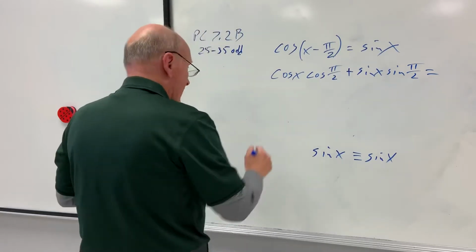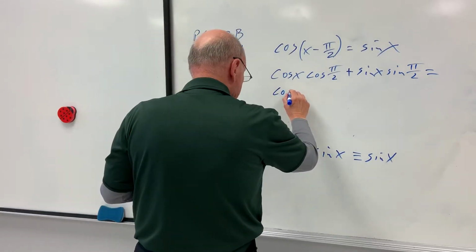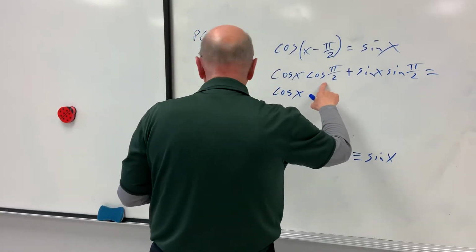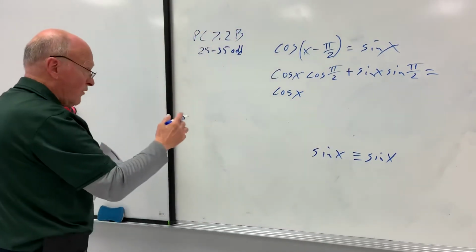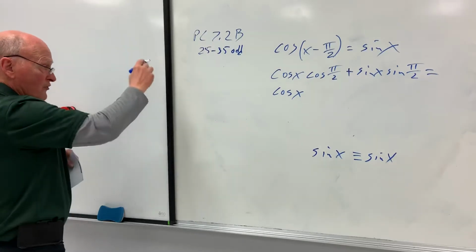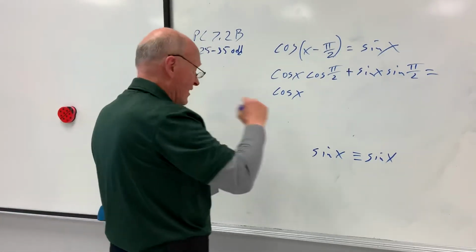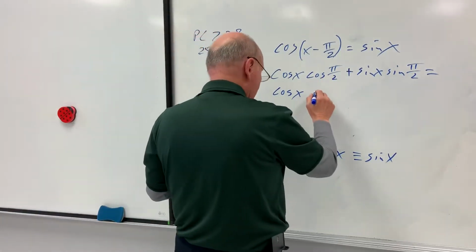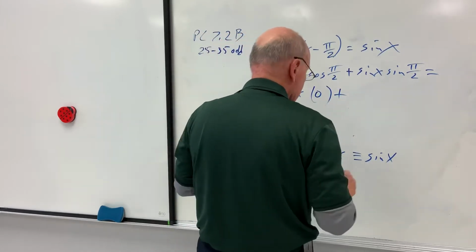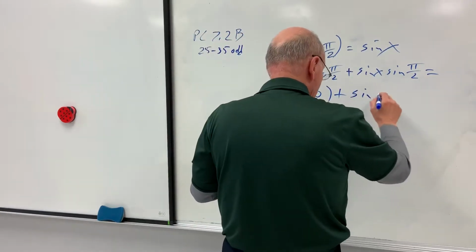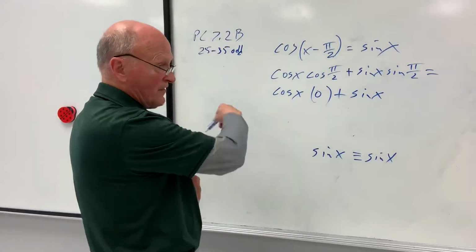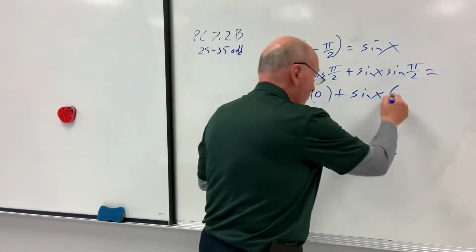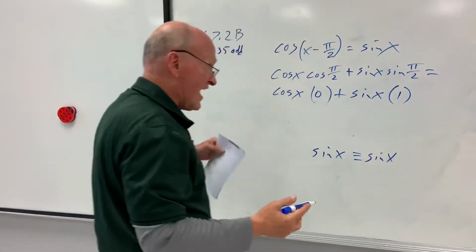All right, I've got cosine of x times cosine of pi halves. Cosine of pi halves, again, there's multiple ways we can do it. You can do it in your head if you think of your graph. We see that at pi halves, we would have 0 plus sine x, sine of pi halves again. Now, sine of pi halves, I think of my graph, and I know that it's 1.